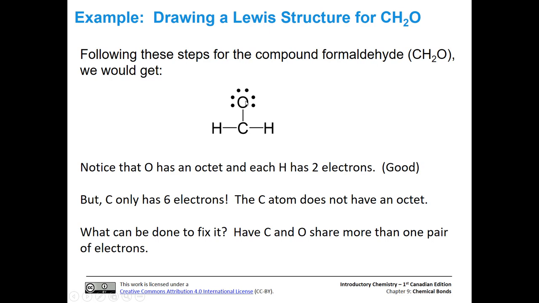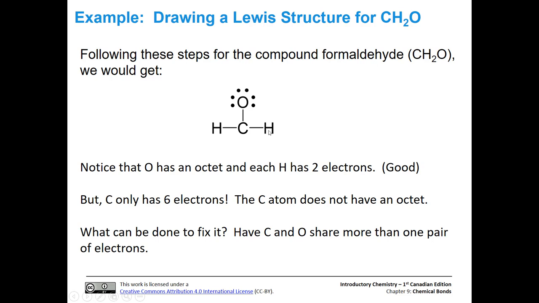Now, let me just remind you, how would we do this? We're going to count up valence electrons first. Four electrons for carbon, six electrons for oxygen. That is 10 electrons, and one for each hydrogen, so that's 12 electrons total. So 2, 4, 6, 8, 10, 12. See, I've used them all up.